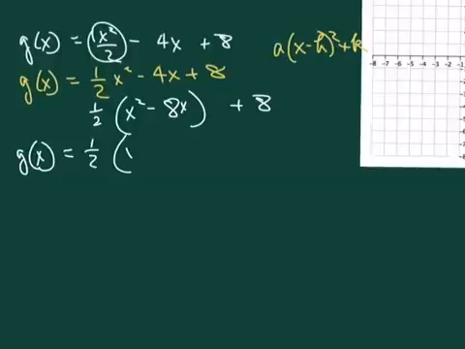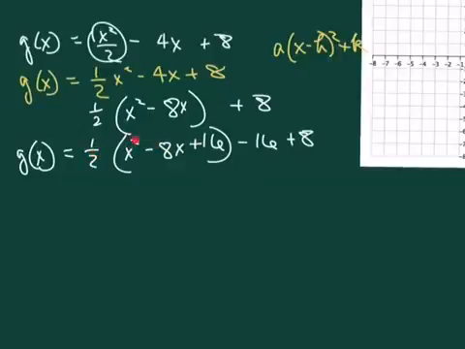And this becomes x squared minus 8x, half of 8 is 4 squared, plus 16, and then minus 16 plus 8. So we added 16 and took it away. But before we get too excited here, did we add 16? We added half of 16 because this 1/2 is being distributed amongst all of this.